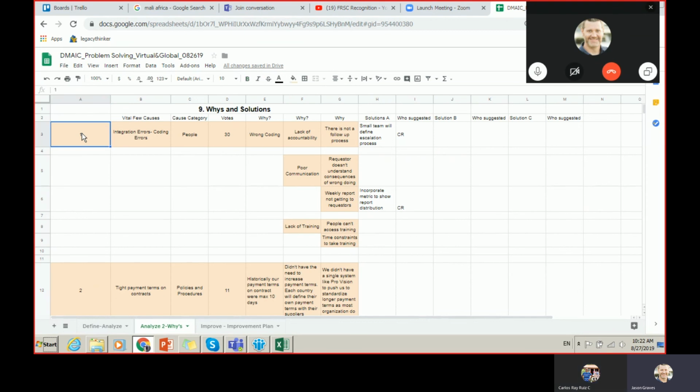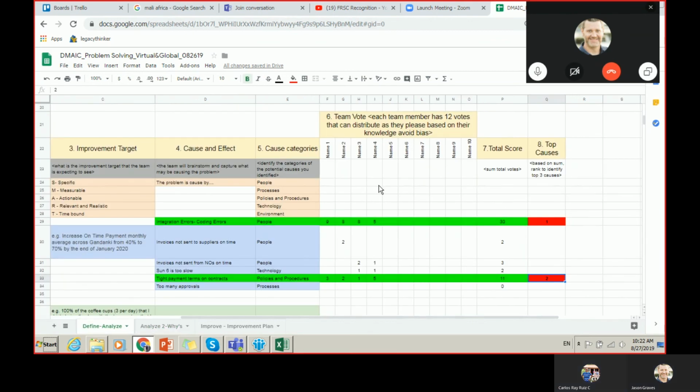Carlos, is there any magic with the 12 votes? No, it's just an arbitrary number. Usually there is a rule that says the number of votes is the number of options divided by 3, I think. For example, if there are 20 causes, you divide that by 3, and that's the number of votes. But I think 12 will work fine. Okay. Yeah.